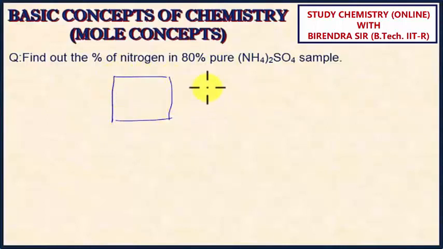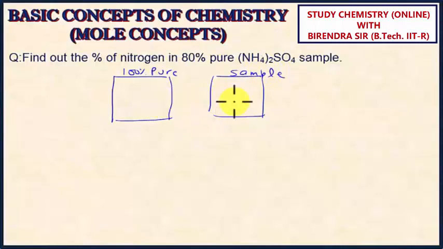I will draw two containers. In one, I will write 100% pure, and in another container, I will write sample. In which case, I can write the formula 100%. So, ammonium sulfate. First of all, what will you do? Get the percentage of nitrogen in 100% pure sample. This sample is 80%, it's given 80% pure. So, first I'll find molecular mass or molar mass, better I say.